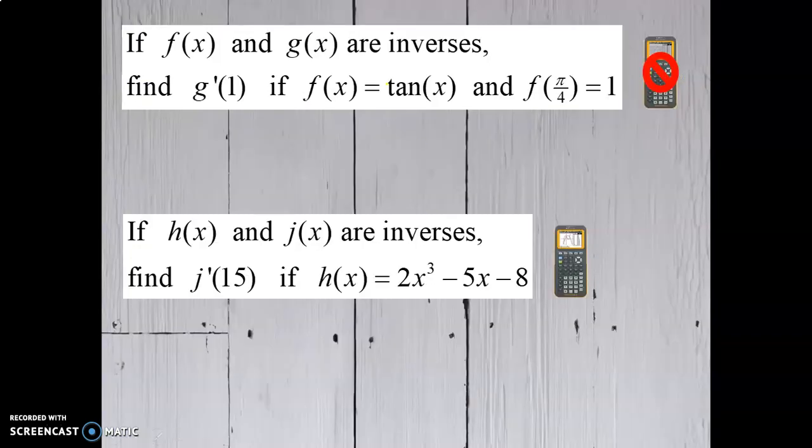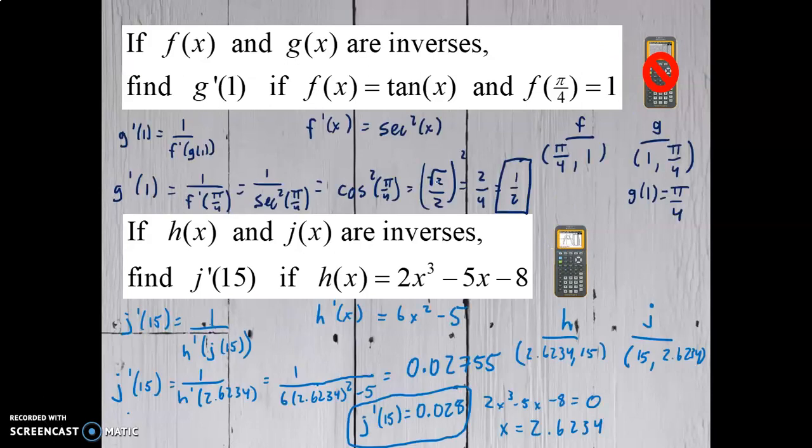There's 2 whiteboard problems here, so go ahead and hit pause. The first one you should be able to do without a calculator. The second one, you should be using a calculator to figure out the solution. So non-calc on the first one, calc on the second one. Let's see how you guys do. All right, let's see how you guys did.